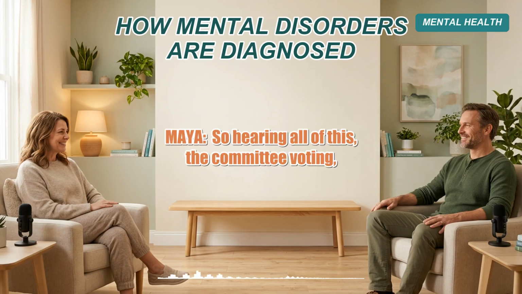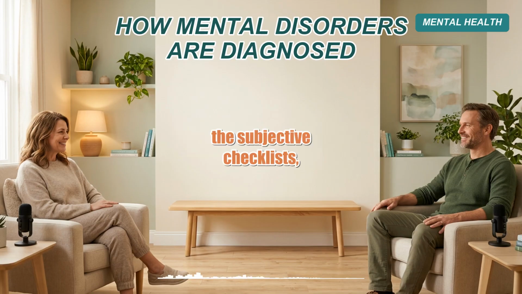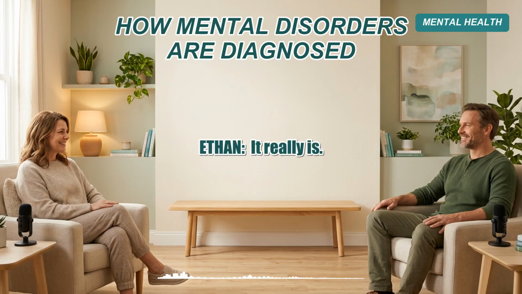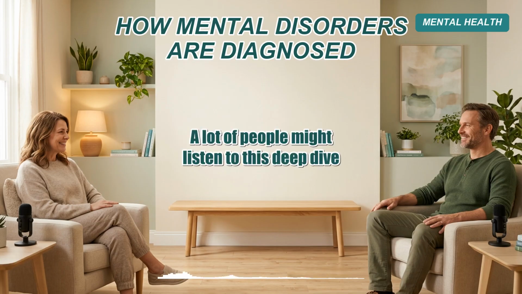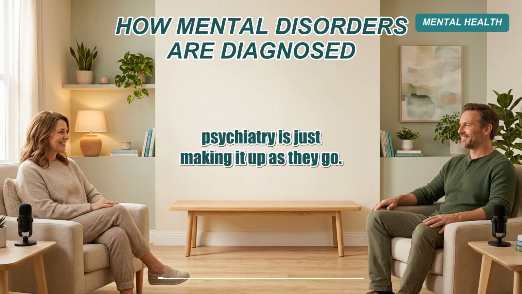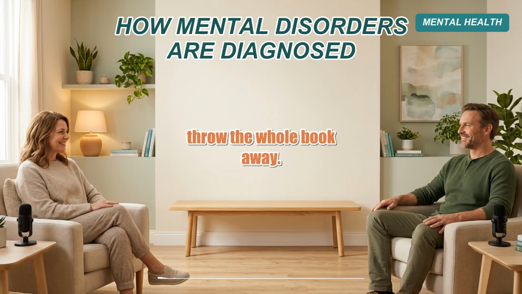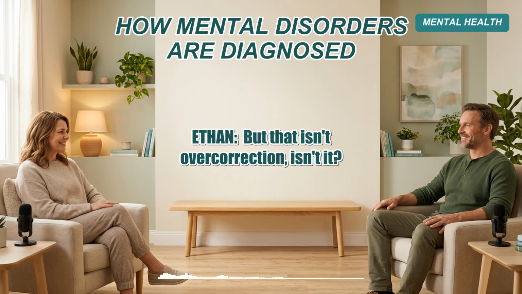So hearing all of this, the committee voting, the subjective checklists, the historical weaponization, the low reliability scores, it is incredibly easy to become cynical. It really is. A lot of people might listen to this deep dive and think, well, psychiatry is just making it up as they go. Right, you hear about the magic 8-ball kappa scores and think, throw the whole book away. But that is an overcorrection, isn't it?